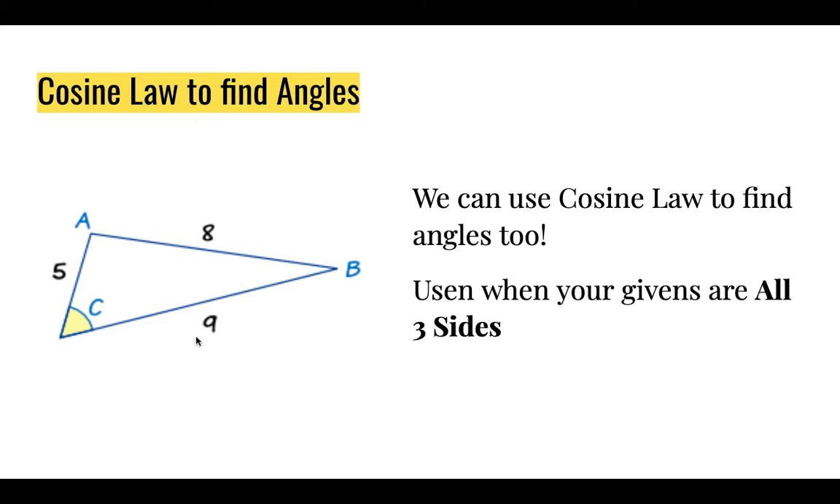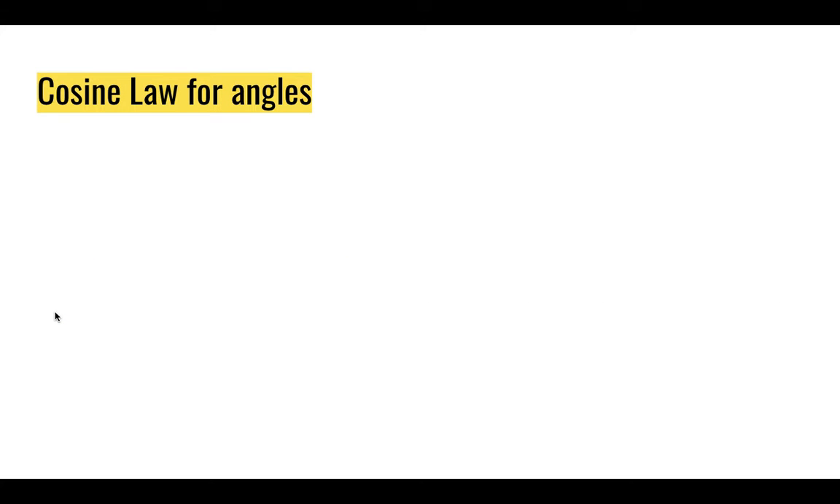Well, now we can use the cosine law again, we just need to rearrange it. So if you ever have a triangle that has all 3 sides, that means you can use the cosine law. And you can find any angle you want, but today we're asked to find angle C here. So let's take a look at the cosine law equation again.